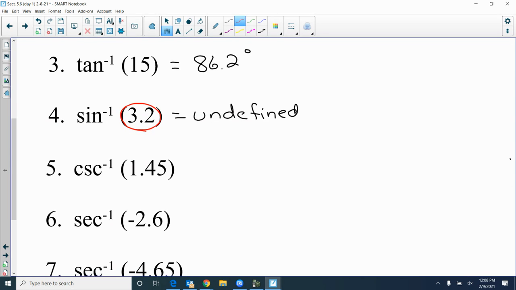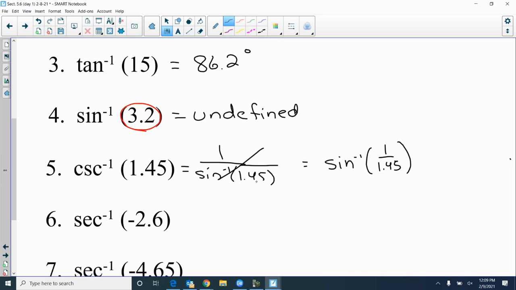Now cosecant here, and I think we did this one yesterday, but one thing you got to watch is you cannot do 1 over inverse sine of 1.45. That'll still give you undefined. That'll give you an incorrect answer. That won't work. What you got to do for these is convert it to inverse sine, and then you flip 1 over 1.45. Okay? Now, is 1 divided by 1.45 going to be less than 1? Yes, so we can take the inverse sine of it.